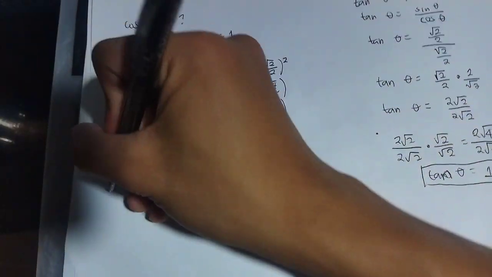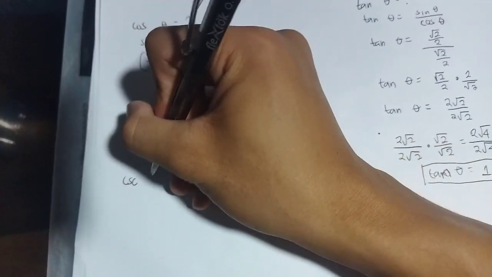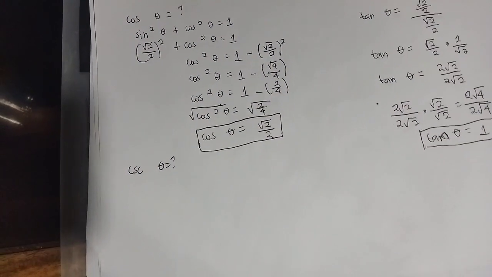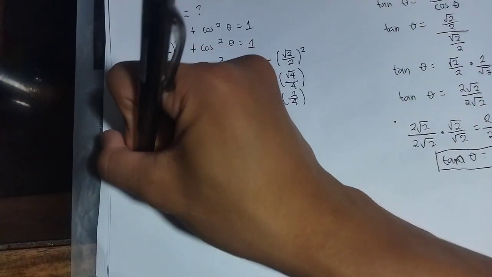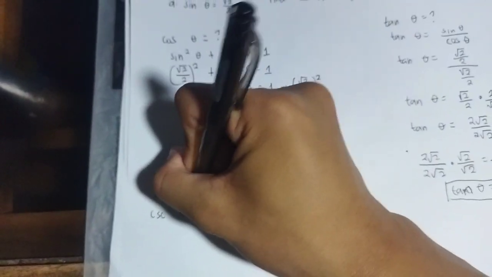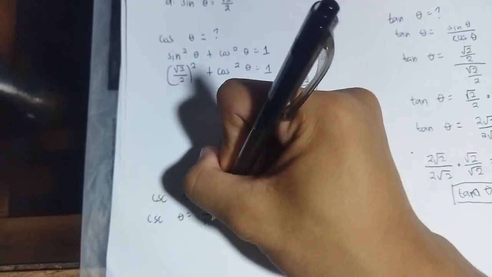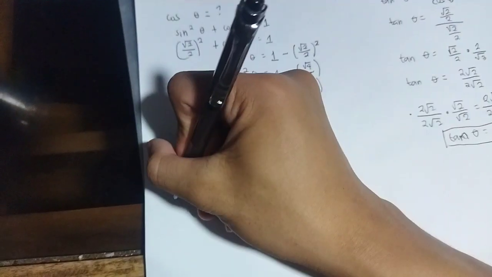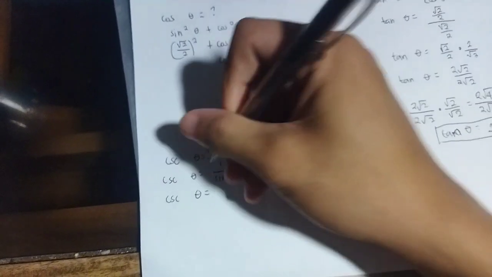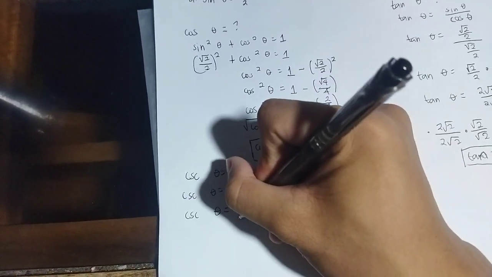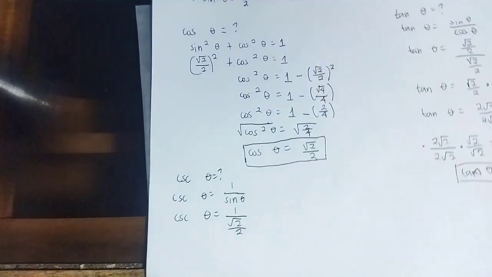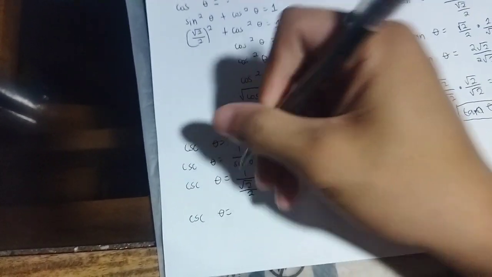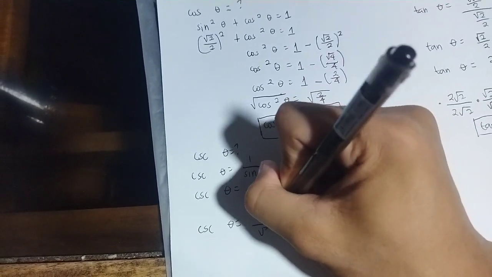Next is the cosecant. So in cosecant, we use reciprocal identities. So we have cosecant theta is equal to 1 over sine theta. So copy. Then we have 1 over square root of 2 over 2. Then copy. So we have 2 over square root of 2.